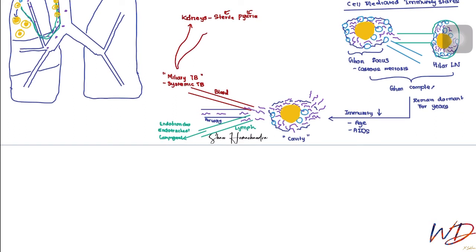Next, it can go to the brain, meninges, and it can cause meningitis, inflammation of the meninges. And a very common location that these love to go to are the lumbar vertebrae.